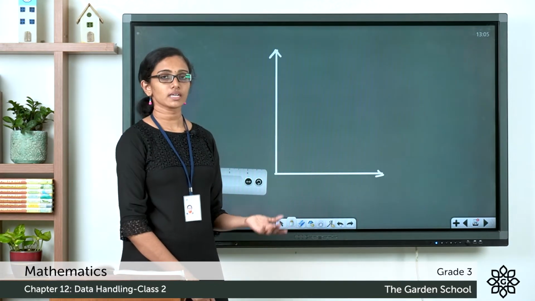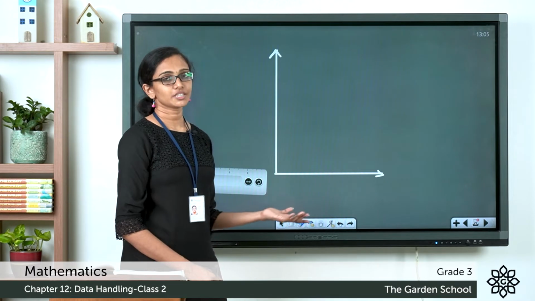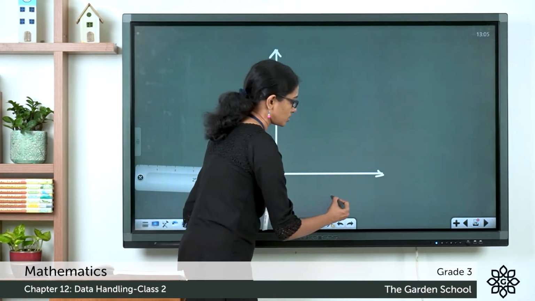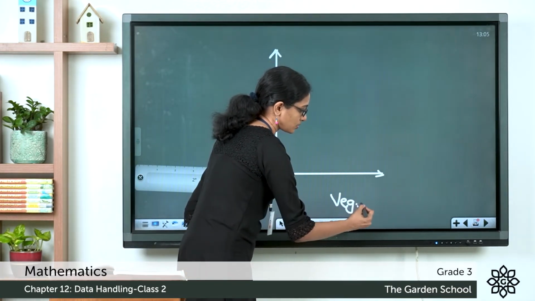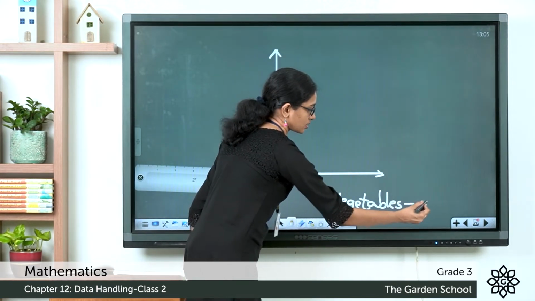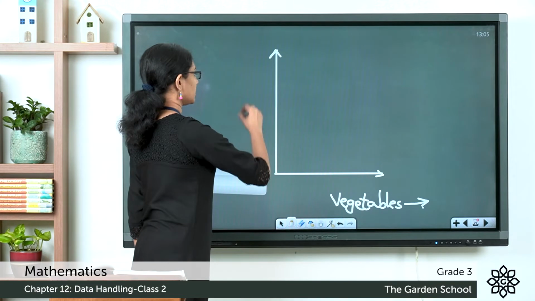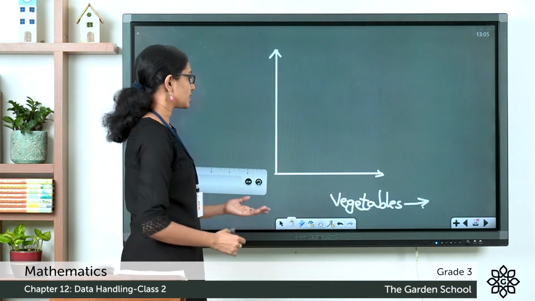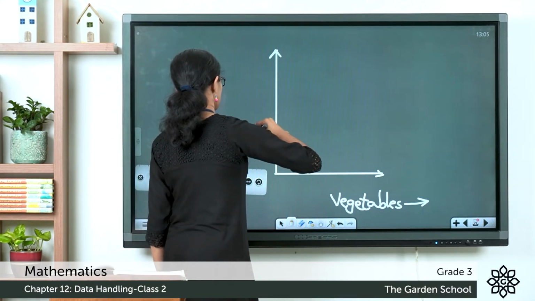So on the horizontal line, or the horizontal axis, let's mark the vegetables. So I'm going to write vegetables here. And here on the vertical line, let's represent the number of students.